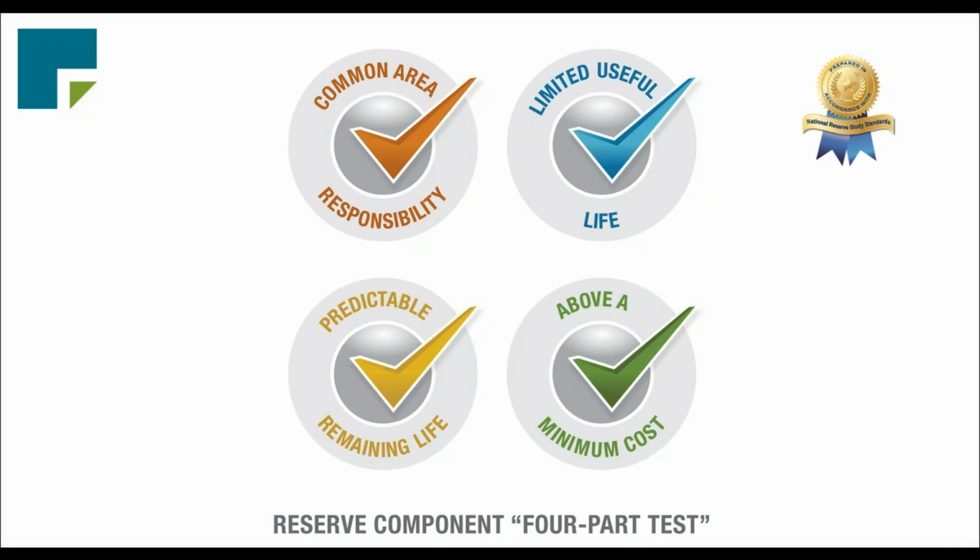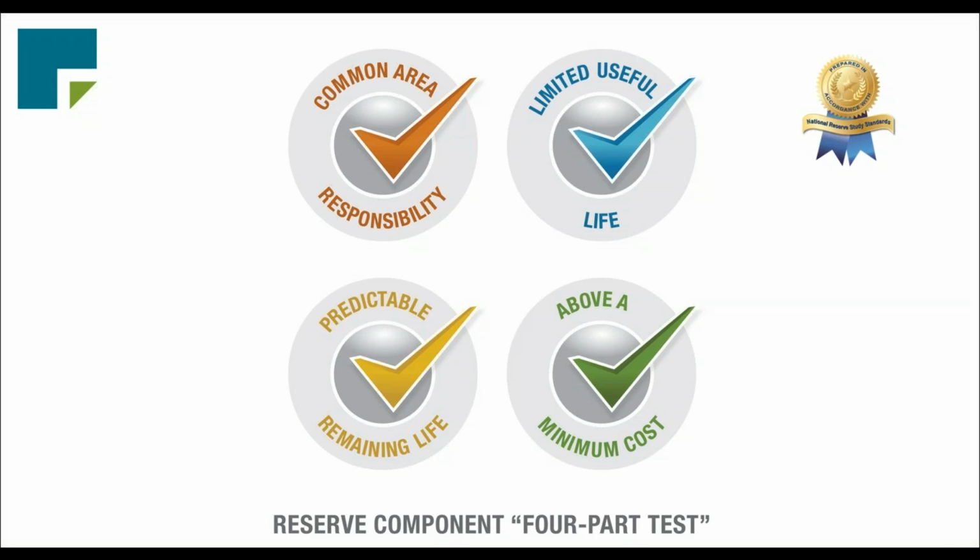And finally, the project needs to be above a minimum threshold of significance. In other words, it needs to be more expensive than what could easily be absorbed into the ongoing operational budget. That threshold for associations is often in the range of 0.5% to 1% of an association's annual budget. If it doesn't pass all 4 elements of this test, it shouldn't be in your reserve study.